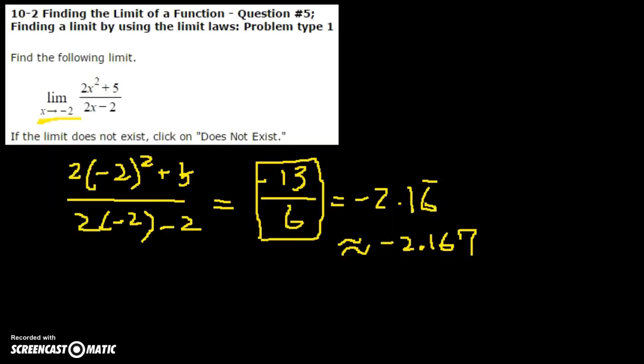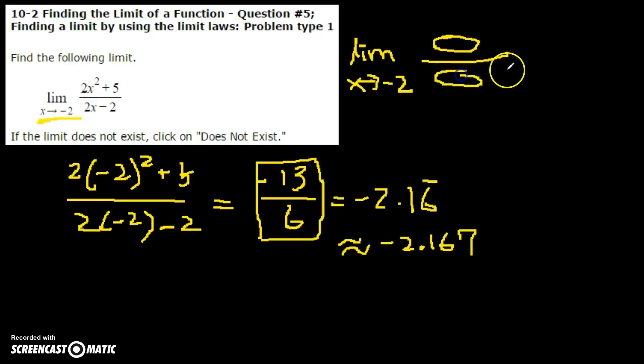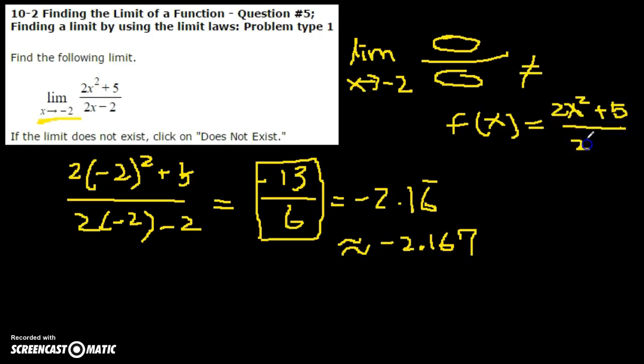One thing that you need to keep in mind is that saying the limit as x approaches negative 2, with a chunk at the top and a chunk at the bottom, is not necessarily the same as saying f of x is equal to 2x squared plus 5 over 2x minus 2.